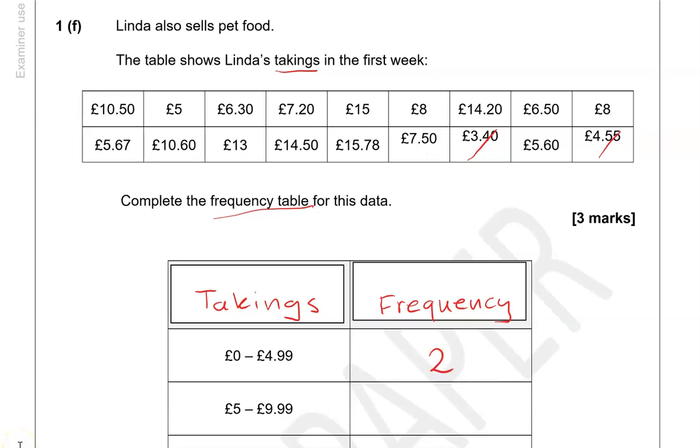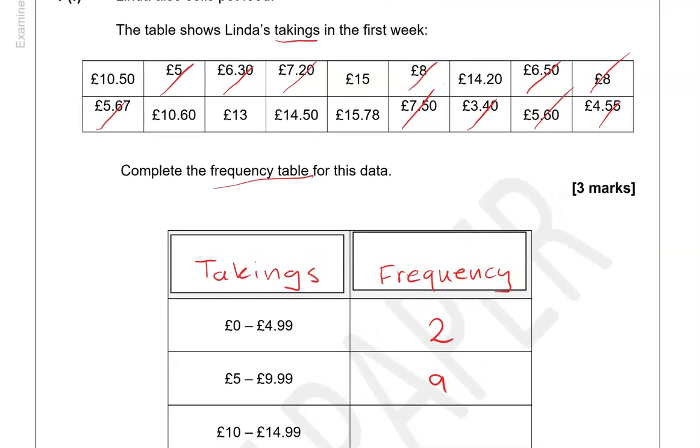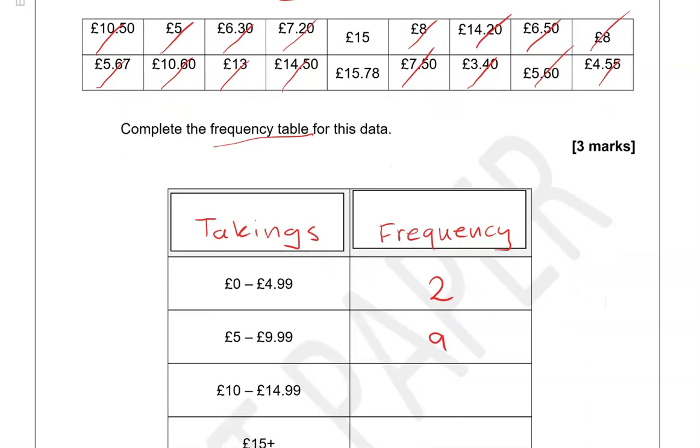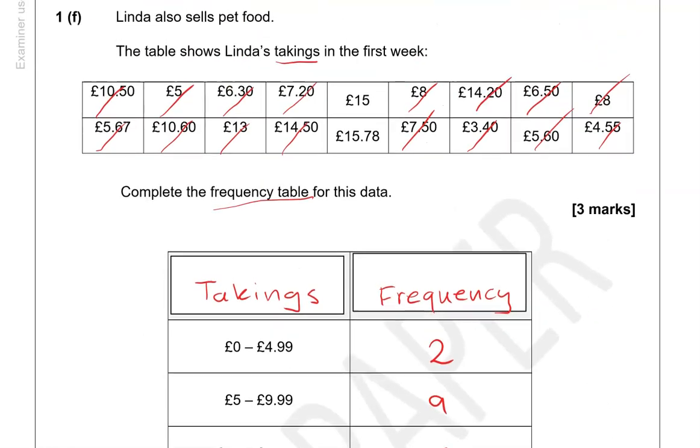Between £5 and £9.99, we've got 1, 2, 3, 4, 5, 6, 7, 8, 9. Between £10 and £14.99, we've got 1, 2, 3, 4, 5 of them. And £15 plus, we've got 1, 2 of them.